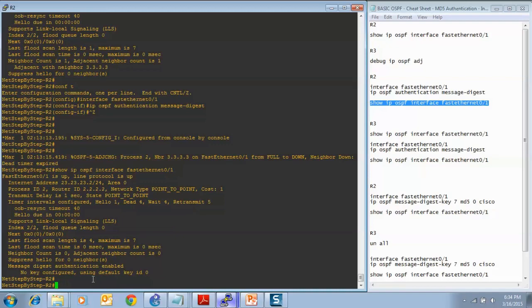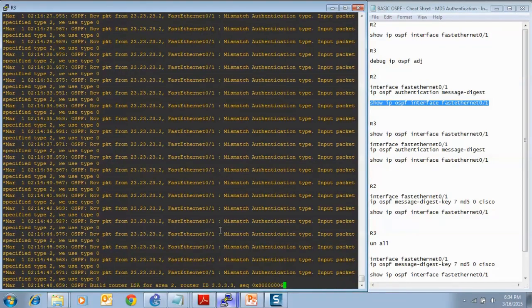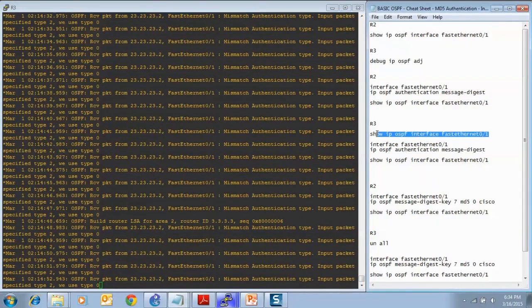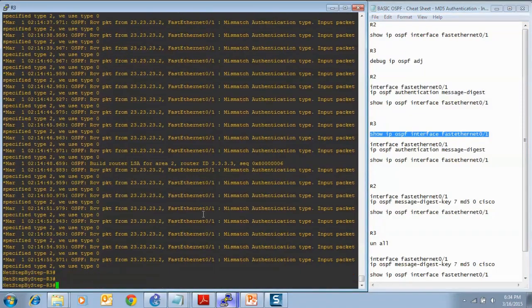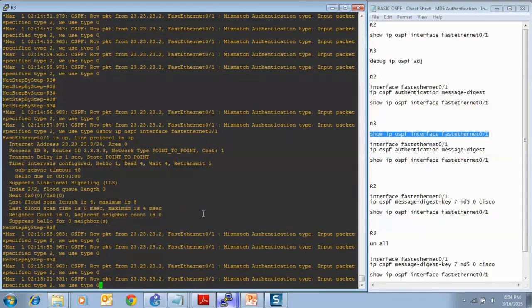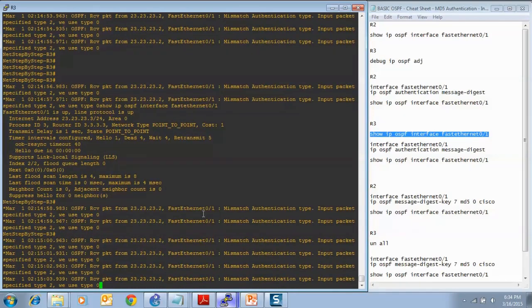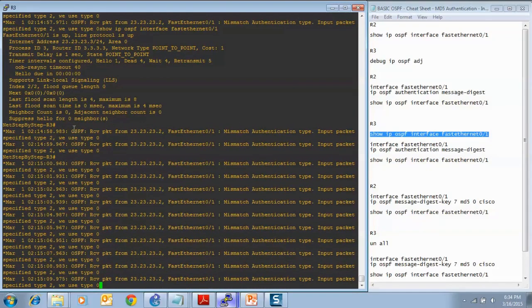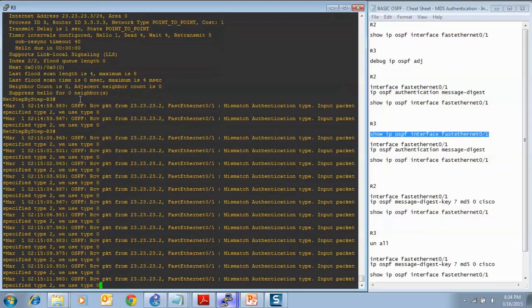From the output, I see that router 2 and router 3 are not neighbors anymore. Router 2 is using message digest authentication with key ID 0. Moving over to router 3, I will utilize the show command, show IP OSPF interface fast Ethernet 0/1. From the output, I can see that router 3 is using no authentication on interface fast Ethernet 0/1.